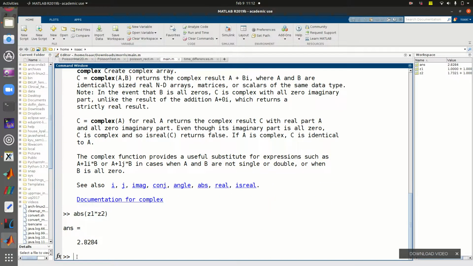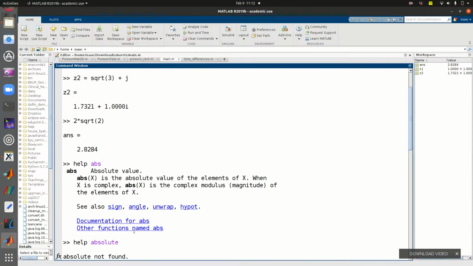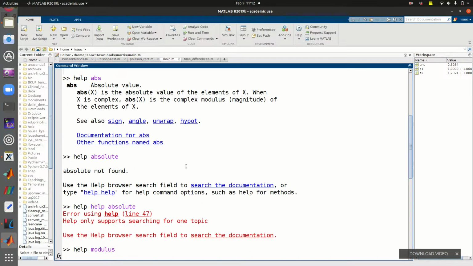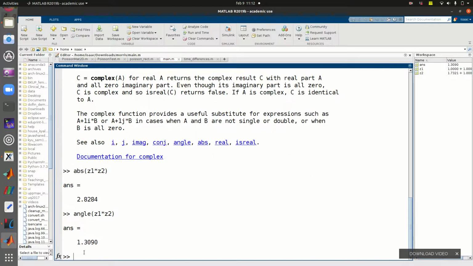Okay, good, which should give us that, and we expected that because we computed it here. We said that it should give us 2 times square root of 2, which is 2.8284, which is exactly what we have here. So you have already seen that if we want to find the angle here, we are simply going to do that, z1 times that, and then we get the answer.